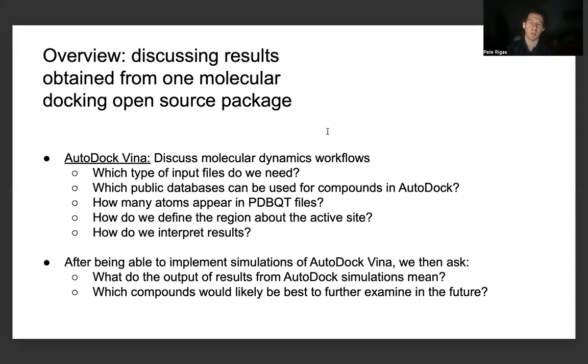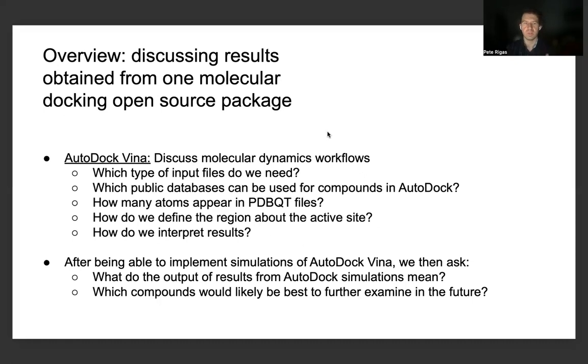for running these simulations, what public databases or other public collections of sequences we can leverage for making compounds that we can examine more closely in AutoDock Vina, and how many atoms appear in the PDB-QT files, which is one particular file format that we convert to when we're doing simulations in AutoDock and AutoDock Vina. And how do we define the region about the active site that the molecular docking algorithm will examine to form approximations of binding affinity that we'll mention several times? And finally, how do we interpret the results that we get from the command line and from these algorithms?